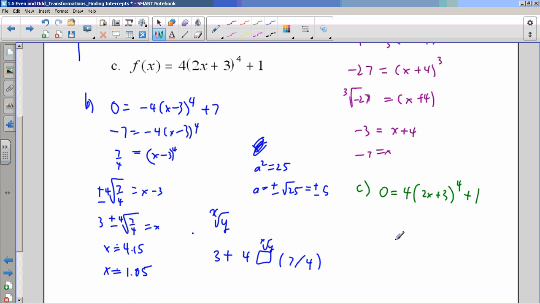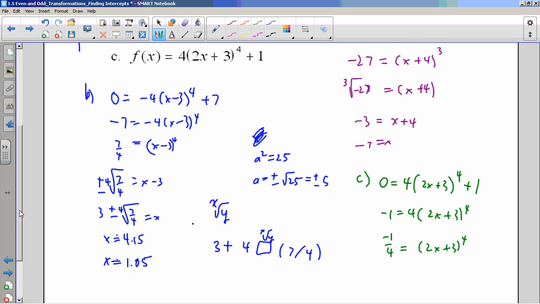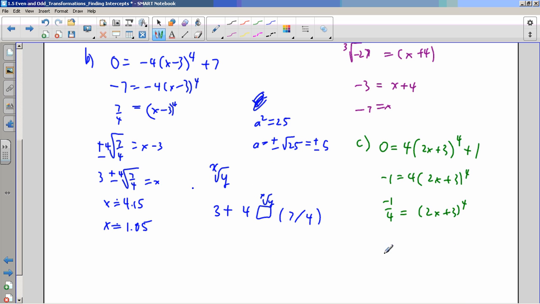Now I subtract 1 from both sides. Divide by 4, right? I can't take the fourth root yet because that 4 is in the way. I'm just solving. I'm going to put it all into my calculator at the end. Fourth root. Oh, some of you are sensing some trouble, and this is trouble, isn't it? I can't take the square root of a negative. Up here I could take the cube root. Can I take the fourth root of a negative?